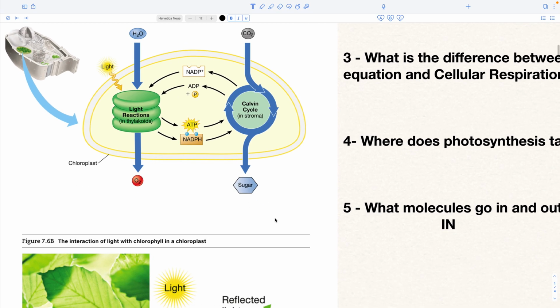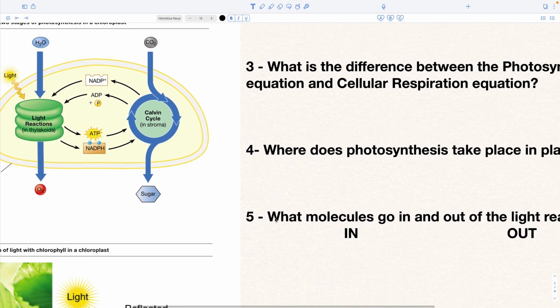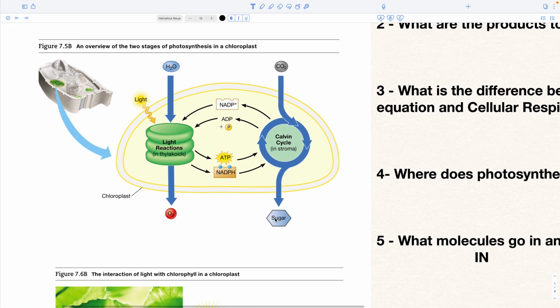So let's answer question 5. What molecules go in and out of the light reaction? You just kind of look to see all the arrows going in. Number 5, coming in: light, water, and dead energy molecules.